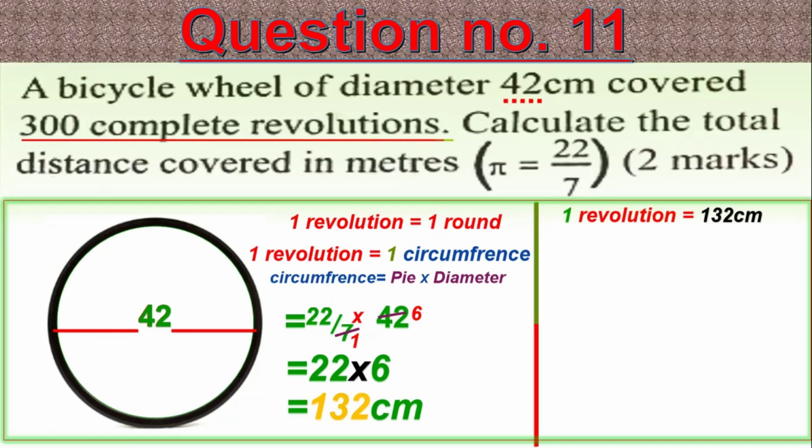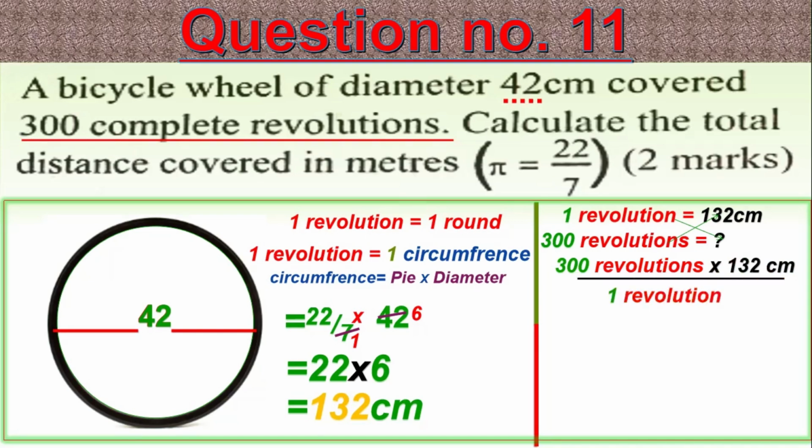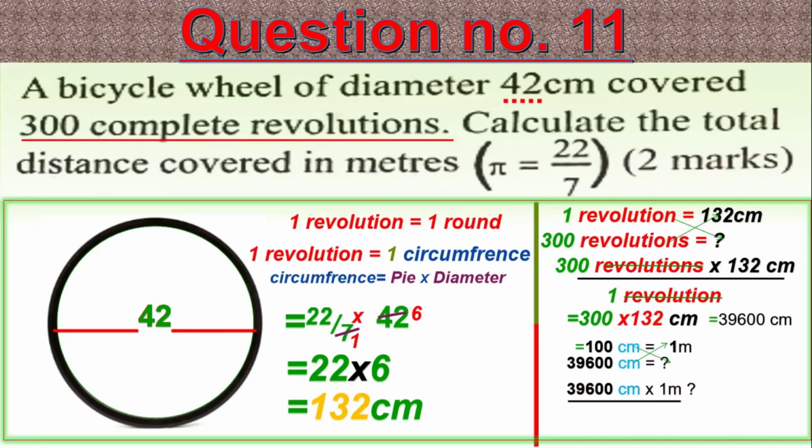It covered 300 complete revolutions. So you say 300 revolutions equals what? You cross multiply. It becomes 300 revolutions times 132 over 1 revolution. Then you simplify, the revolution and the other revolution cancel out. It becomes 300 times 132, which is 39,600 centimeters. Then we all know that 100 centimeters is equivalent to 1 meter, and therefore 39,600 centimeters will be equal to, you can cross multiply, that means you divide by 100 centimeters. So centimeters and the zeros disappear. So it becomes 396 times 1 meter, which is 396 meters. Correct.